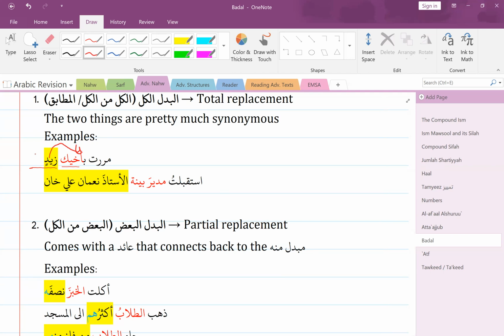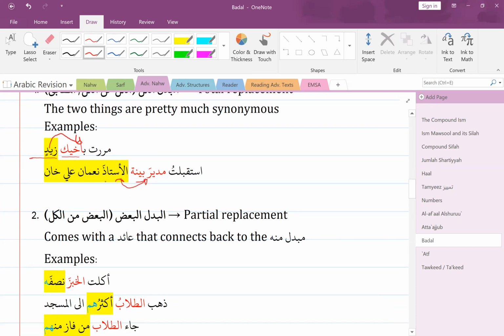Or if I say istaqbaltu mudira bayina al-ustadha Nu'man al-Khan, I met the director of Bayina, all of you know who I'm talking about. Or if I say istaqbaltu al-ustadha Nu'man al-Khan, all of you know who I'm talking about. Yeah, the director of Bayina. So I can do a total replacement here with the 2. That is what we call badal al-kull or badal al-mutabiq.